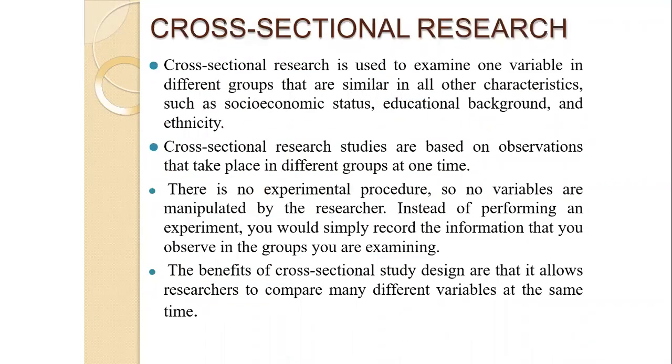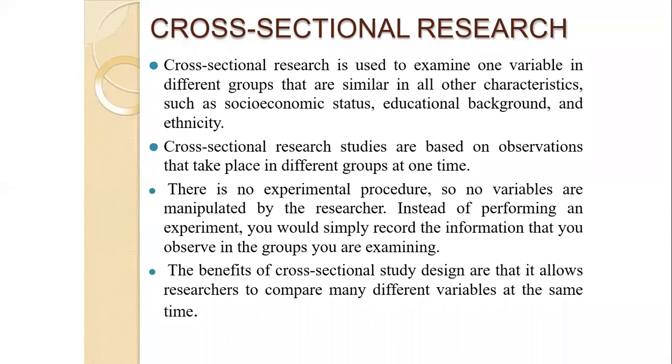Next comes the cross-sectional research. So here research is used to examine one variable in different groups that are similar in all other characteristics. So what are those? Obviously, the socio-economic status. We can say the salary level, the income level, or the middle class, lower class, upper class, and different socio-economic status what we have. Educational background and ethnicity. Okay, so these are similar in all characteristics that can be studied.